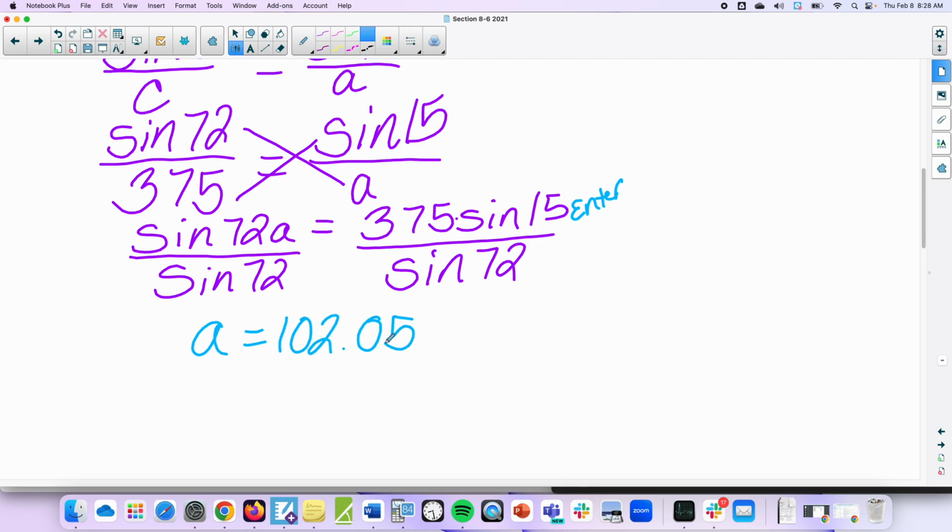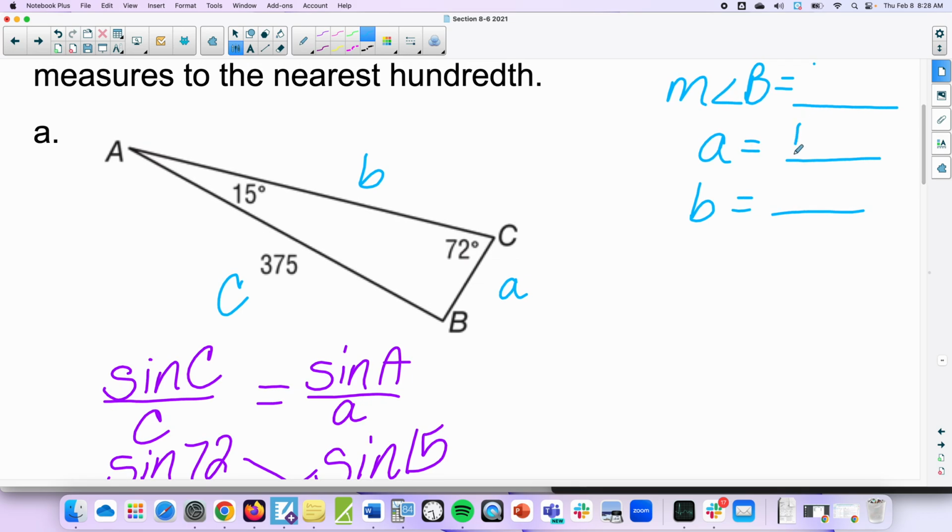Okay, so up here, a is 102.05. Now, one thing I could have done right away at the beginning is found angle B. Would that be easy to do? Yeah, because if you know two angles and you're looking for the third, don't you add them and subtract from what? 180, right?